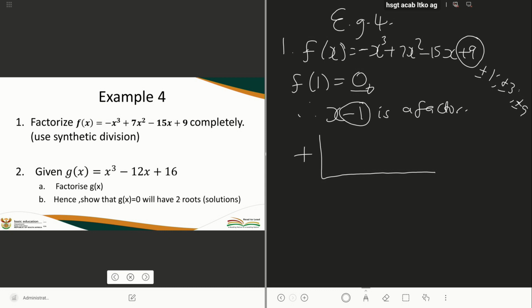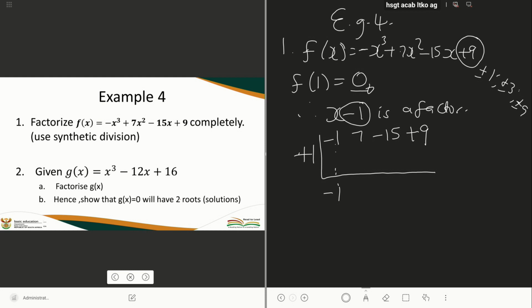Now you need to write down all the coefficients of your given function here, starting from the coefficient of a. In this case, the coefficient of a is negative 1. Write it down. The coefficient of b is 7, and then we have minus 15. Then the last one is plus 9. Now, remember I said here is positive 1. You need to bring down the first coefficient, which is negative 1. So positive 1 here multiplied by negative 1.